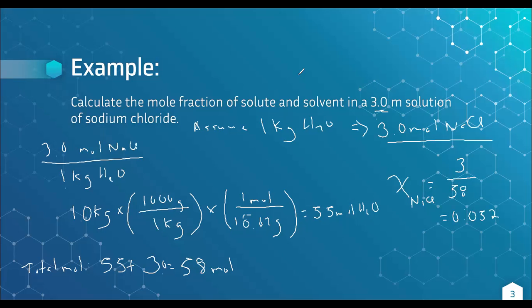And that is equal to 0.052. And if we want to calculate our mole fraction of water, same thing. We're going to do our moles of water over our total moles. Our moles of water was 55, and our total moles was 58. And when we do that calculation, we get 0.95. Okay. So again, the key here was to assume that we had 1 kilogram of water.